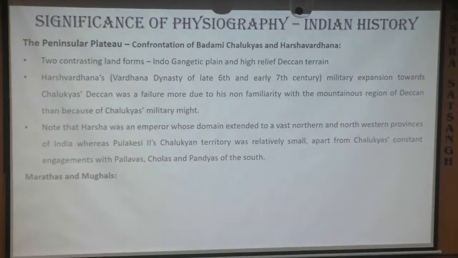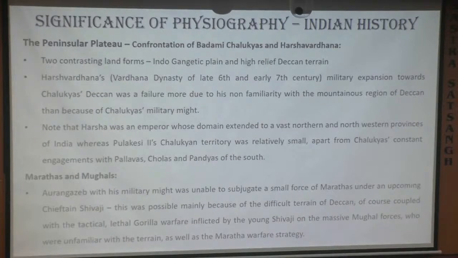And the same thing holds good for Marathas and Mughals. Maratha chieftain Shivaji had a handful of people. When I say handful, his army was around 2,000, 3,000. Whereas the Mughals, you know, the mighty Mughals. But still, it was not possible for Aurangzeb to totally sway the Deccan area. At least till his life, Shivaji was always a sort of an irritant, and he was not able to subjugate him. So that's what I said, the landform makes a big difference in history.